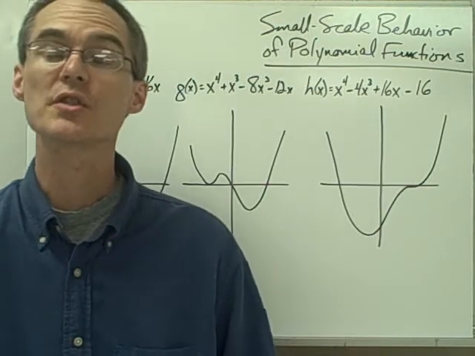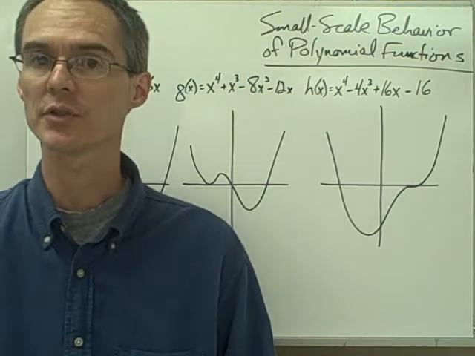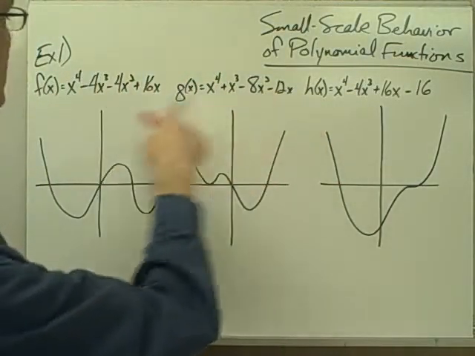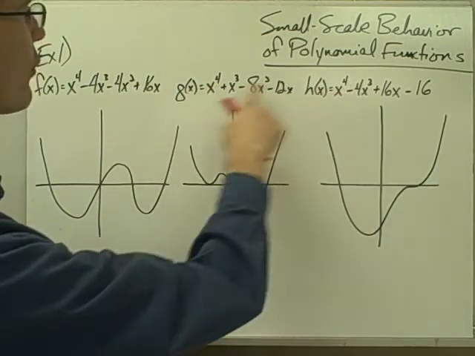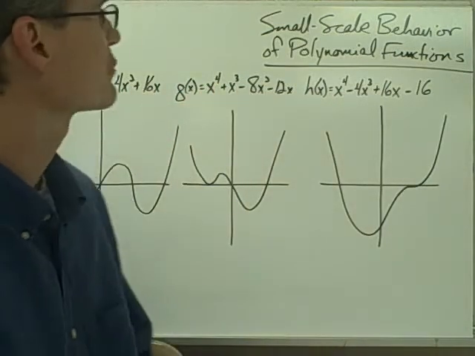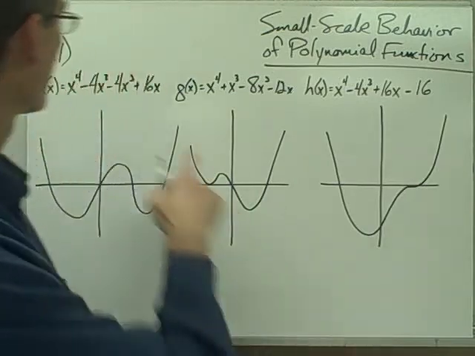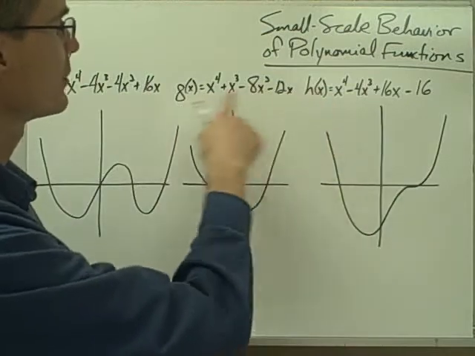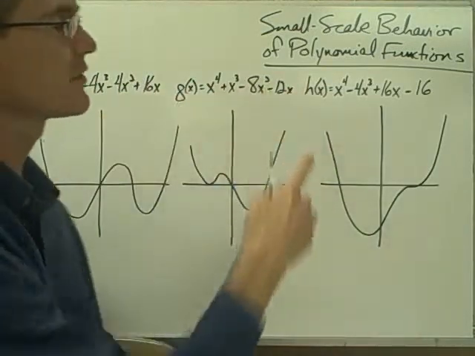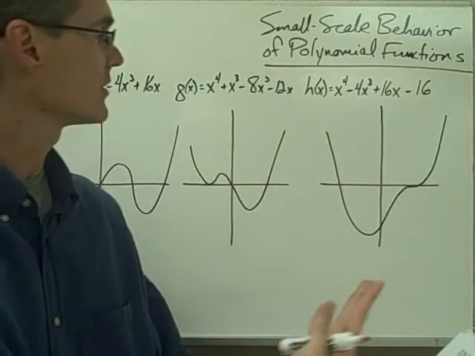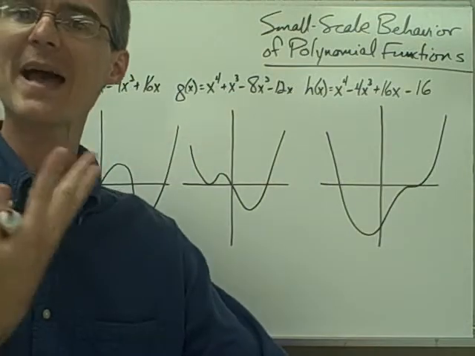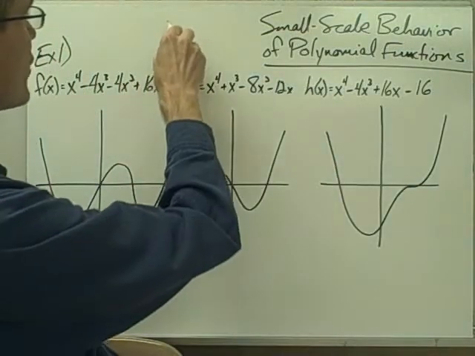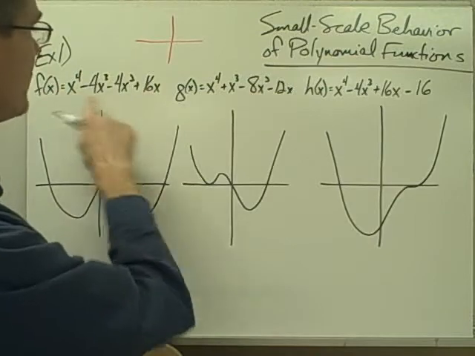Okay, this video is on small-scale behavior of polynomial functions. And we see here in example number 1, we've got 3 different polynomial functions, and they're all 4th degree polynomial functions. As we mentioned in the last video, in terms of large-scale behavior, since these are all 4th degree polynomial functions, we would expect each one of these graphs, if we move very far back and have a really large viewing window, to all look like the graph of their leading term.